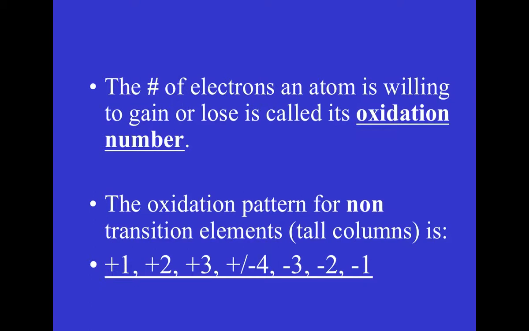You move over to group 15 with nitrogen. That's a -3 because they want to gain 3 in order to make 8. So they have 5, they want to gain 3, that gives them a -3 oxidation number. Oxygen's group tends to be a -2, and the entire halogens family is a -1.